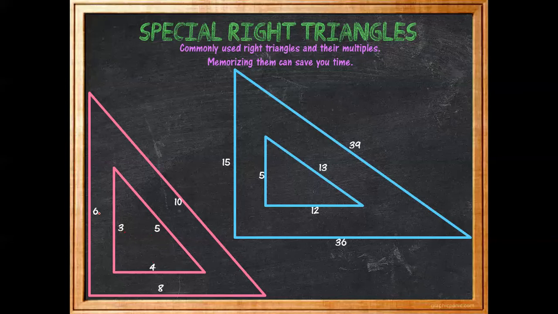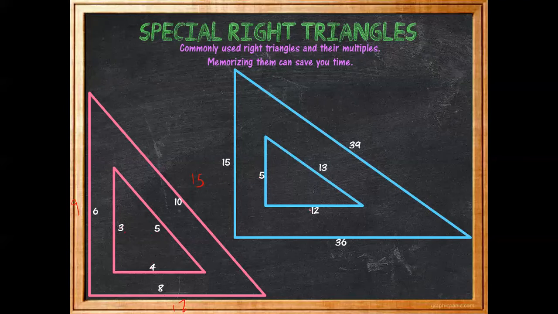Okay, and then anything that's a multiple of it. So if we look here, 6, 8, 10, right? 3 times 2 is 6, 4 times 2 is 8, 5 times 2 is 10. We could also multiply it by 3, right? 3 times 3 is 9, 5 times 3 is 15, 4 times 3 is 12. So we could say 9, 12, 15.